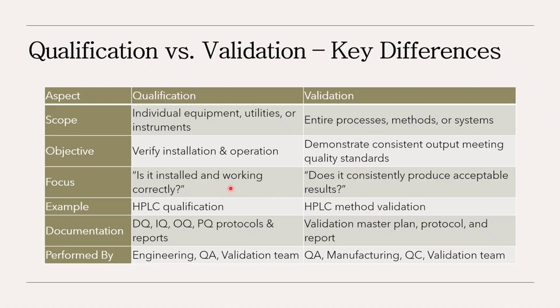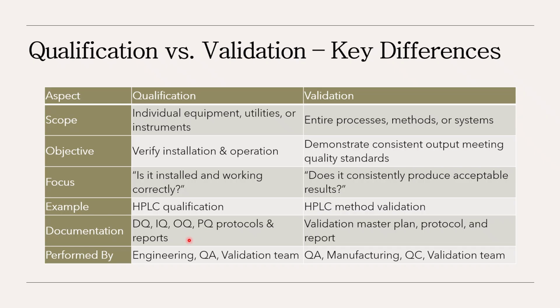So qualification focuses on whether it is installed and working correctly or not, right? And validation asks, does it consistently produce acceptable results? So these are the basic differences, right? For example, qualification applies to HPLC equipment while validation applies to the HPLC analytical method validation, right?